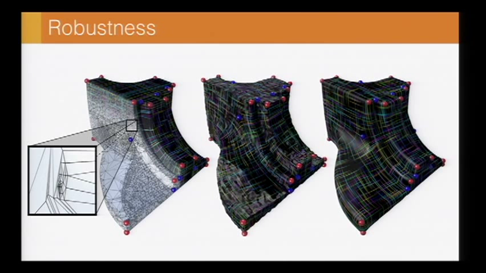The method is very robust, so we can work with terrible meshes, or we can add a little noise or add a little smoothing, and largely you see that the singularities end up in the same places.